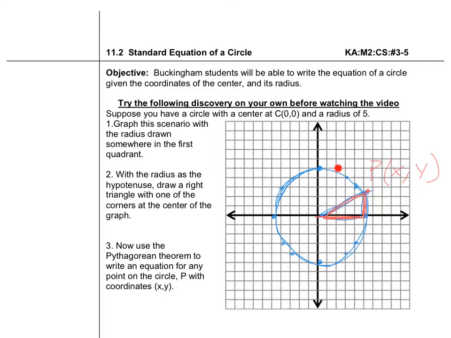Any point whatsoever. So we could actually draw infinite right triangles in here, and the only thing that would be the same is this hypotenuse. Obviously the x and the y would change. And that makes sense because the x and the y coordinate here are different than the x, y here, but the radius is still the same. So we know that this side of the triangle is x and this side of the triangle is y. So let's think about it. Now use the Pythagorean theorem to write an equation for any point on the circle with coordinates x, y.